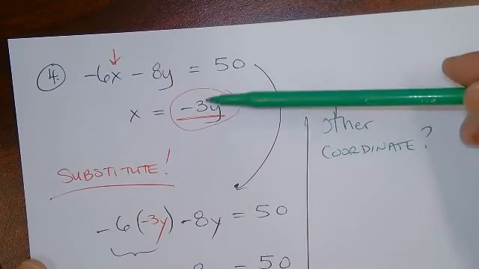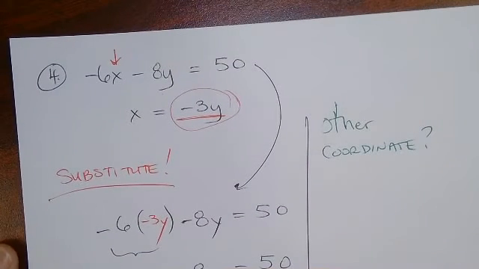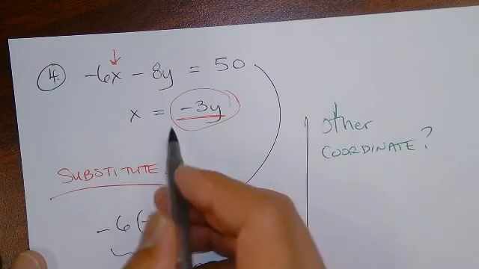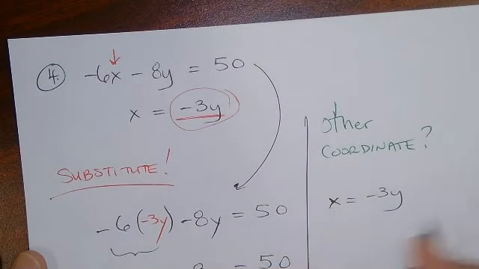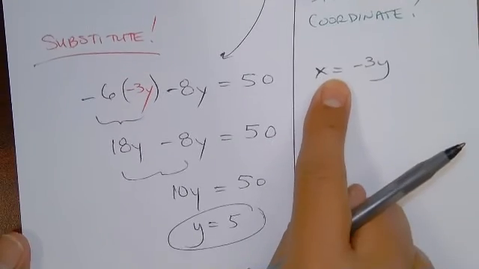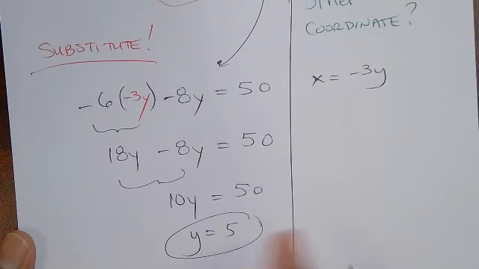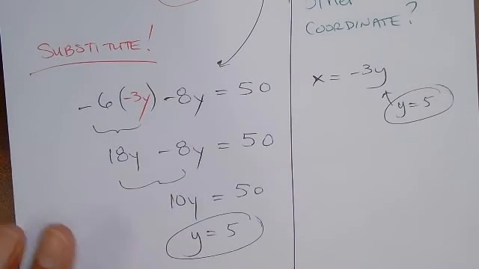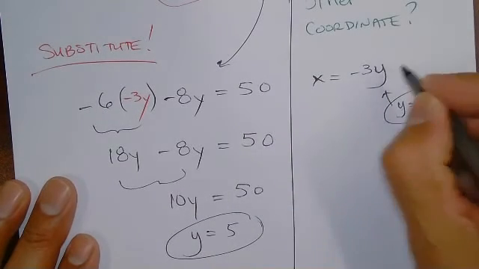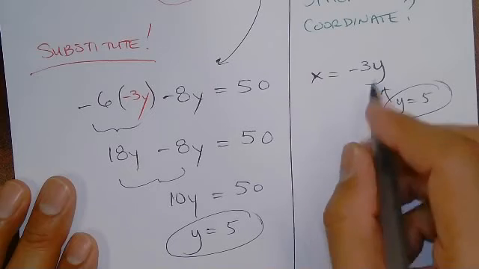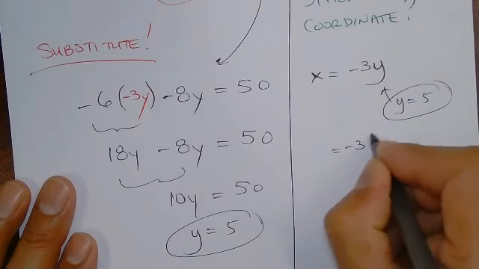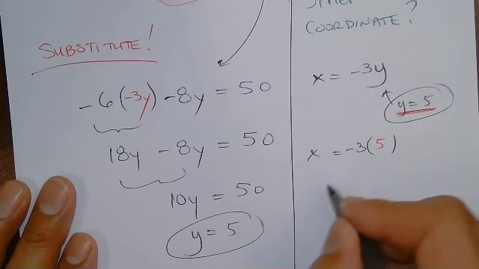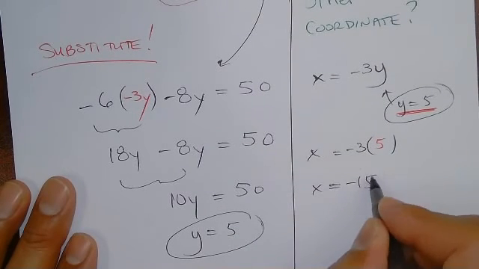You go back over here to your original system, one of these two equations, and you're going to choose one of these to substitute. Well, obviously we're going to use the simple one here, x is equal to negative 3y. And just remember, you already found out that y is equal to 5. So you're going to substitute again. That's why it's called the substitution method. So x is going to be whatever negative 3 times this value of y is. Negative 3 times what? Y is 5. That means x is equal to negative 15.